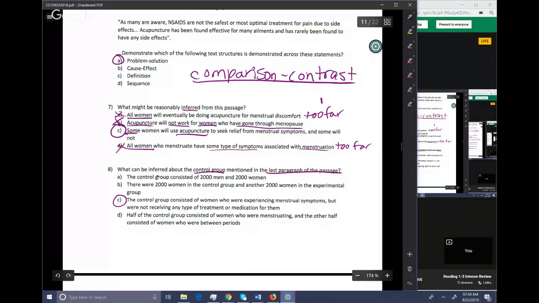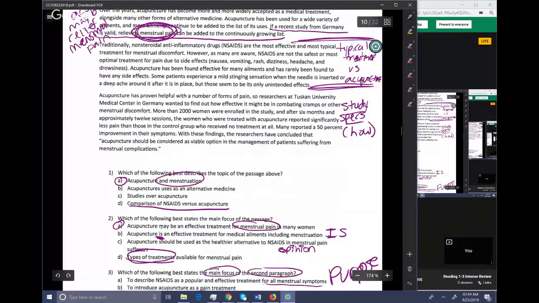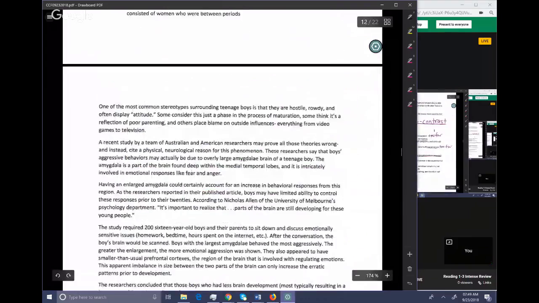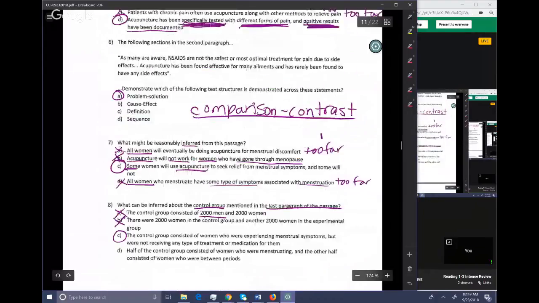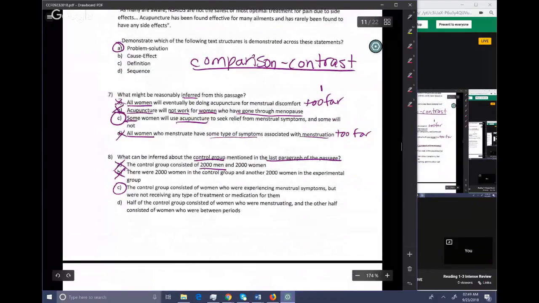This one is going to be C, so I'll start at the top with A. A says the control group consisted of 2,000 men and 2,000 women. You would not have men in this at all. There were 2,000 women in the control group and another 2,000 in the experimental group. We do not have enough information to say that. We do not have something that says there were 2,000 here and there were 2,000 there. All it says is that more than, so not 2,000 women, but more than 2,000 women were part of the study. So we do not have enough info for that.